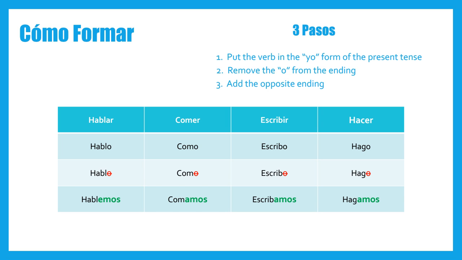Remember that there's also some irregular yo forms. So, for example, the verb hacer, when we follow these 3 steps, we go to the yo form. So, hago, because it's irregular in the yo form in the present tense. We take off the O, then we add the opposite ending. So, since it was an ER verb, we add amos. So, we end up with hagamos, right? So, you're always going to have emos or amos endings, depending on whether it's an AR, ER, or IR verb.